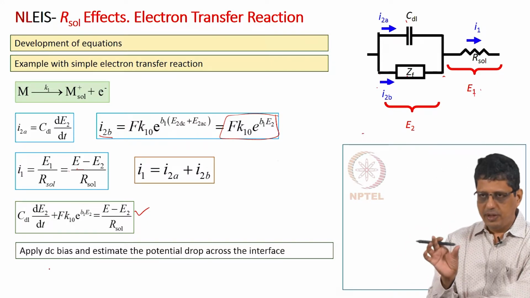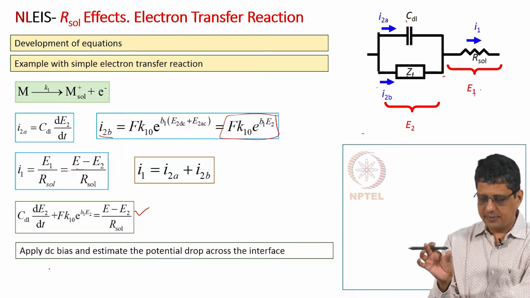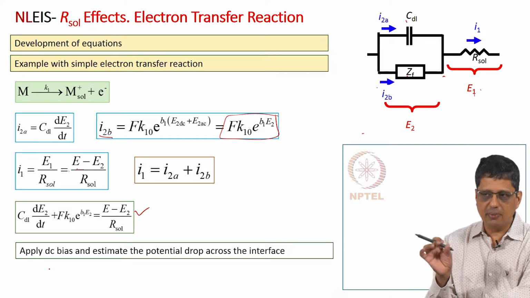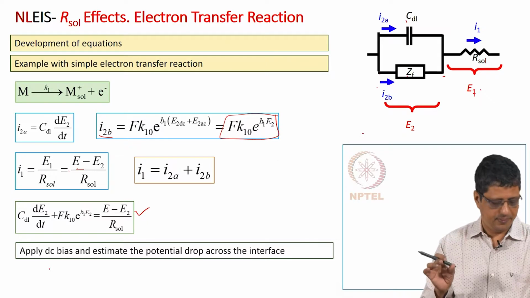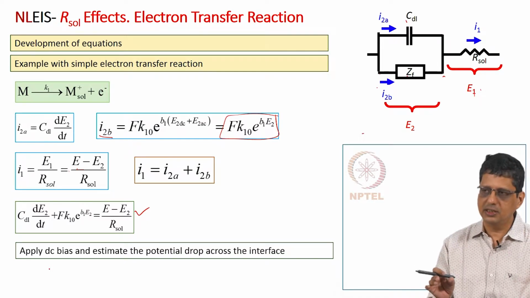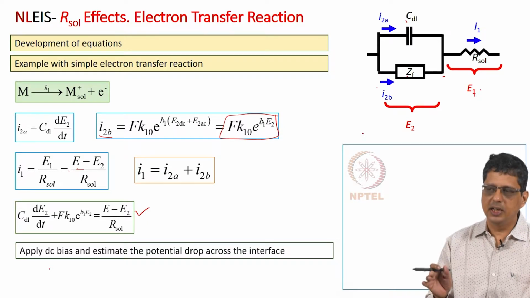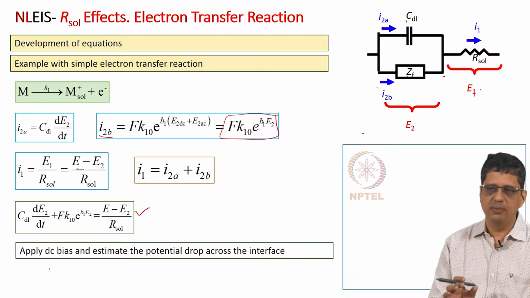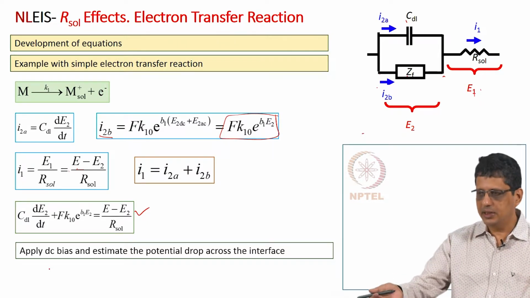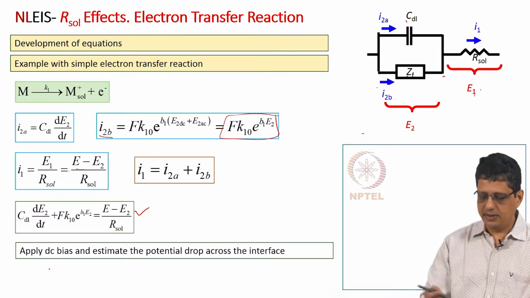So, we basically apply a DC bias and estimate the potential drop across the interface. We can only estimate it, we can't measure it in the experiments. If we can minimize the solution resistance, we would just minimize or eliminate it and then measure, or control, only the potential drop across the interface. Since we cannot do that for whatever reason, we have to estimate it.